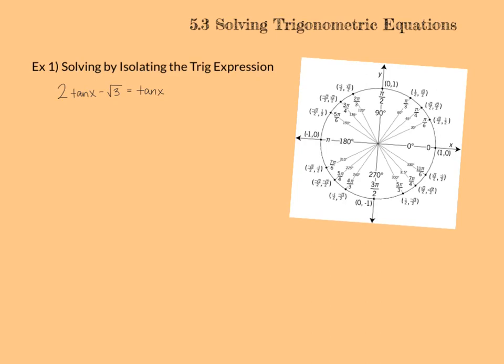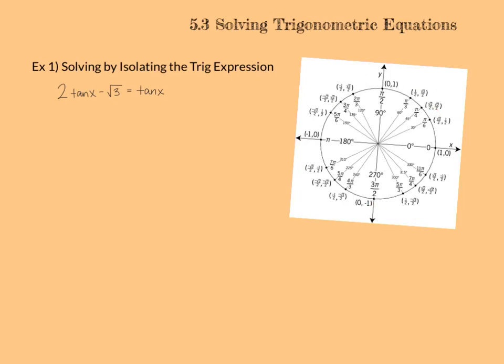So this is the first example. We're going to solve this equation involving tangent of x, and we are solving for x. We want to know what value of x, what radian measure on the unit circle, makes this true. So we have to isolate the trig expression. There's no tangent squared, there's nothing like that. Let's just get tan x by itself, then we can figure out where on the unit circle that works.